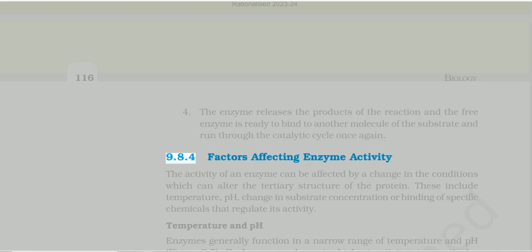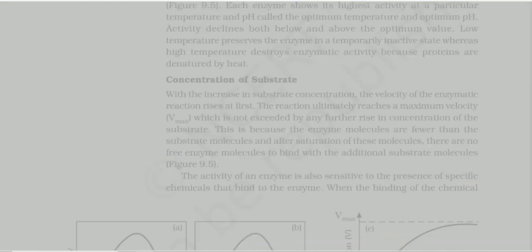9.4 Factors affecting enzyme activity. The activity of an enzyme can be affected by a change in the conditions which can alter the tertiary structure of the protein. These include temperature, pH, change in substrate concentration or binding of specific chemicals that regulate its activity. Temperature and pH. Enzymes generally function in a narrow range of temperature and pH, figure 9.5. Each enzyme shows its highest activity at a particular temperature and pH called the optimum temperature and optimum pH. Activity declines both below and above the optimum value.